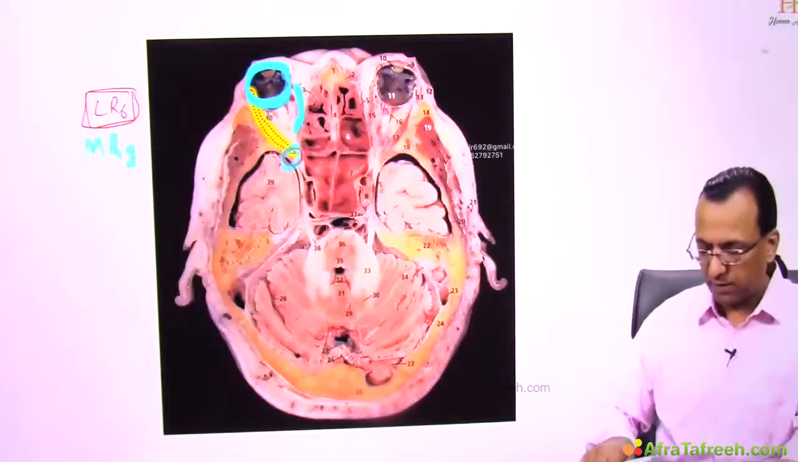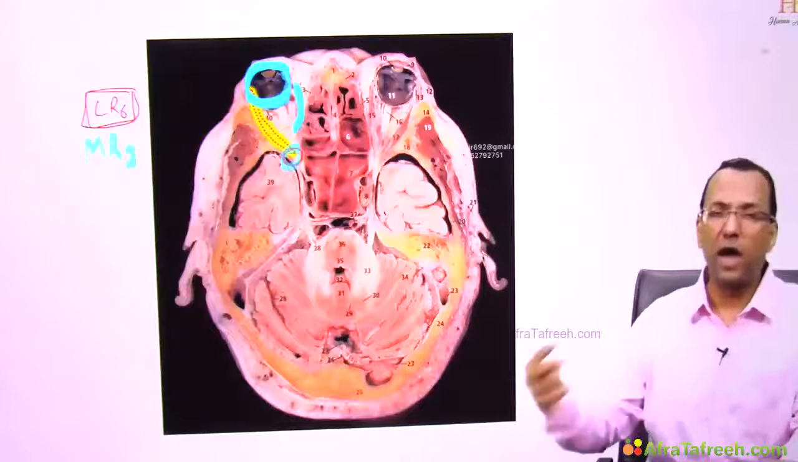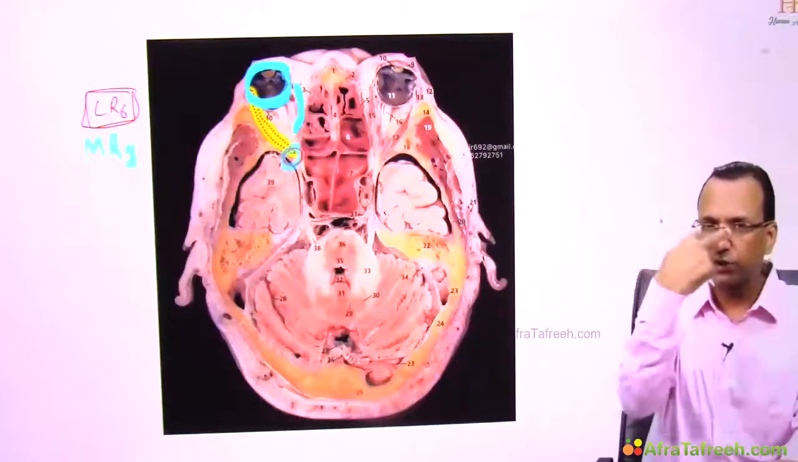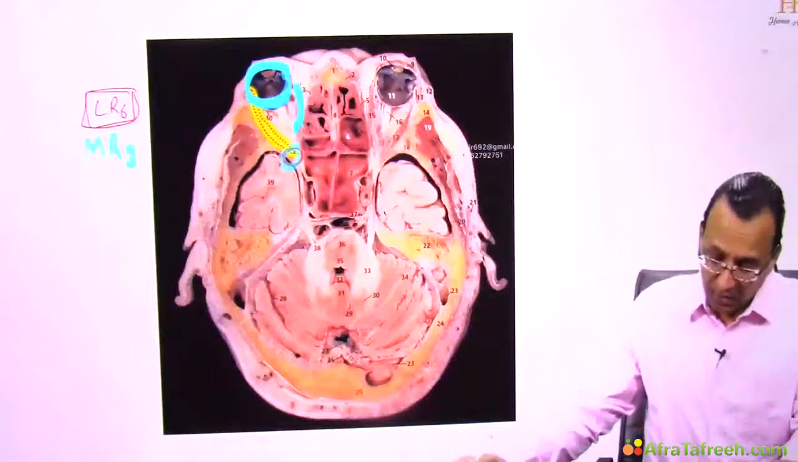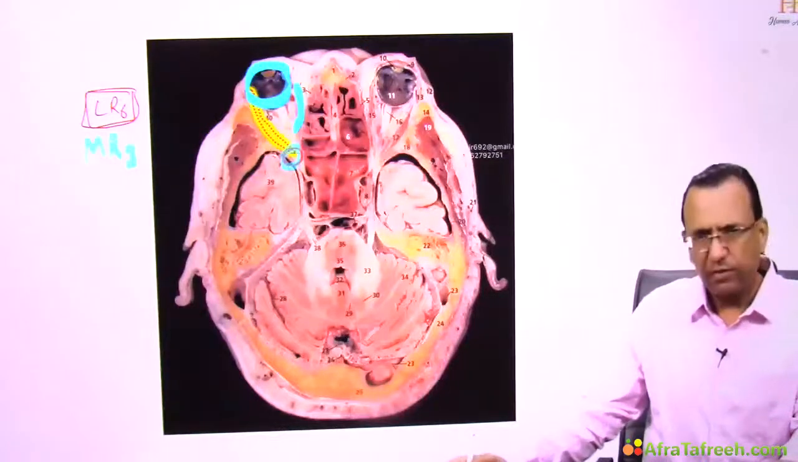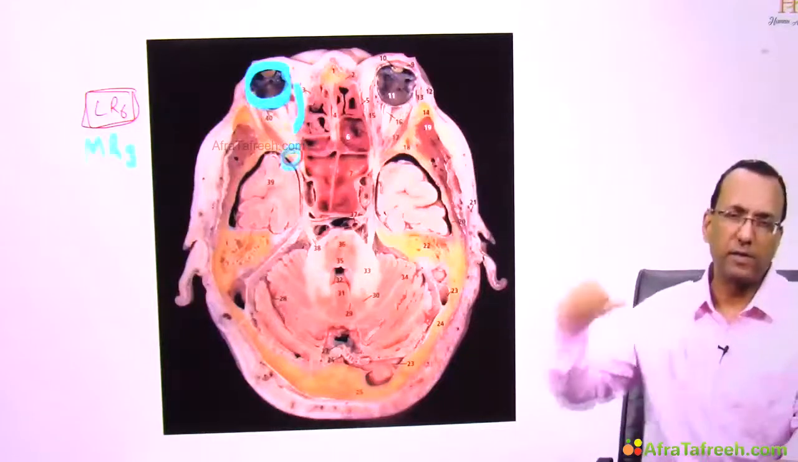This is the optic nerve coming from the eyeball. So you have to be careful about all these diagrams. You have to train your eyes to identify the structures by practicing more and more MCQs. Okay, fine. But at this moment, it was LR6, lateral rectus supplied by the sixth nerve.